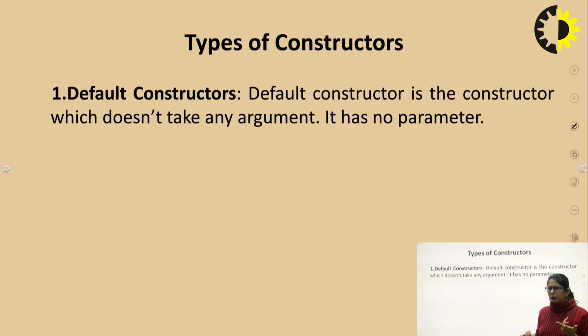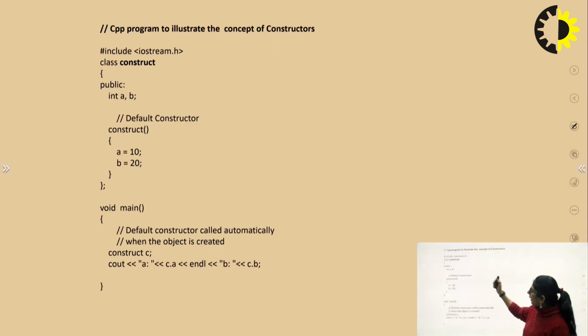We will study only two types today, that is default and parameterized. A default constructor is a constructor which does not have any argument or parameter itself, right? For example, here I have a class named construct and we have data members A and B. In the default constructor, we have the same name as the class, we provide the values of the data members A and B, and we are not passing any argument inside the braces. So it's a default constructor.